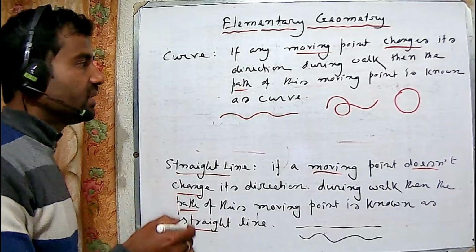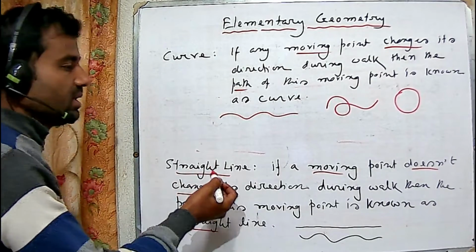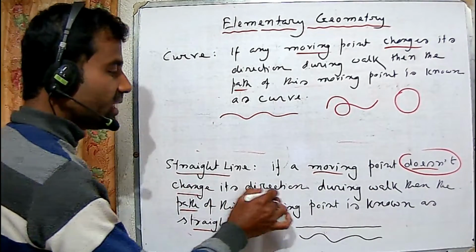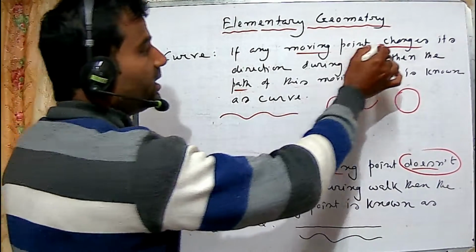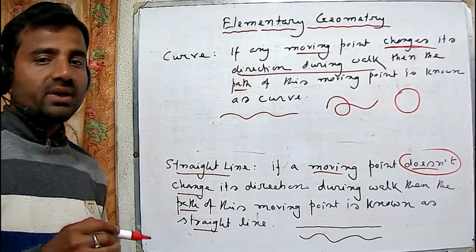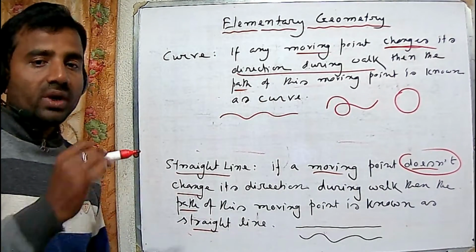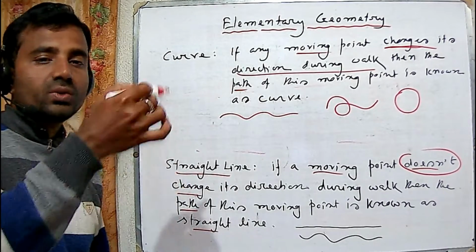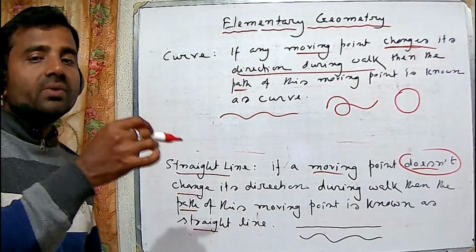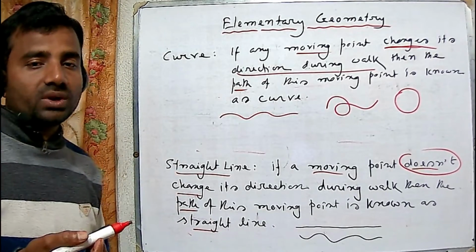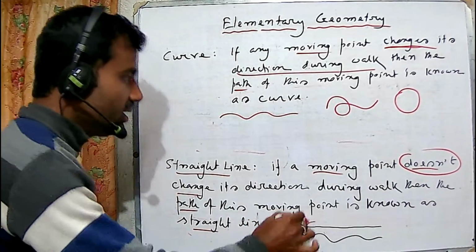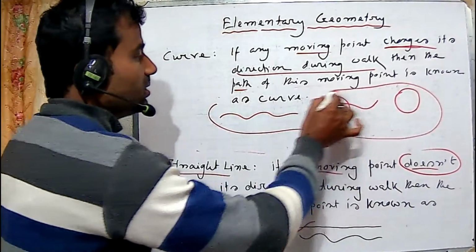The basic difference between curve and straight line is that a straight line does not change its direction during its walk, while a curve changes its direction. A straight line does not change its direction when it moves from one location to another location, but a curve changes its direction frequently when it moves from one location to another location. This is the basic difference. That's why this is a straight line, and that's why all these are curves.